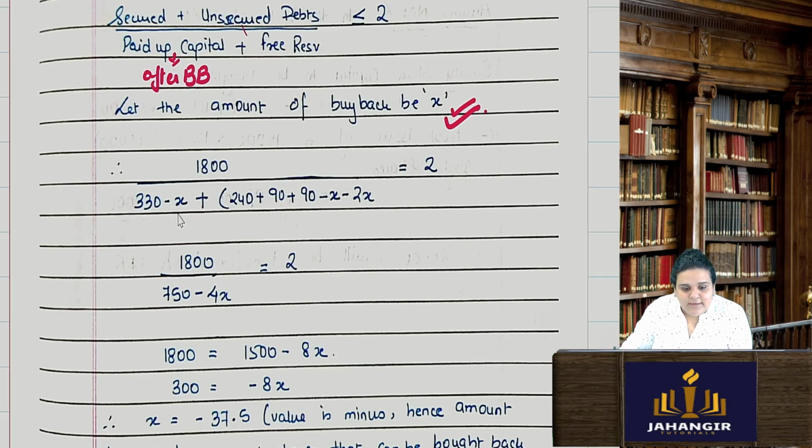So, 330 minus x, buyback हो जाएगा. Buyback amount I am assuming है x. So, 330 minus x. Plus I am doing buyback from my free reserves. Therefore, 240 plus 90 minus x minus premium also have to pay, no, from my reserves. Correct now? So, 240 plus 90 minus the buyback amount, also minus the premium on buyback amount. That should be equal to 2. Now, solve the equation. 1800 upon 750 minus 4x is equal to 2.